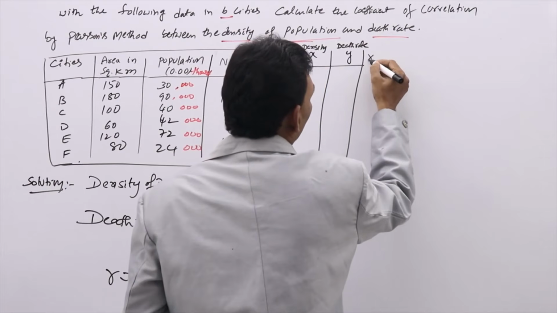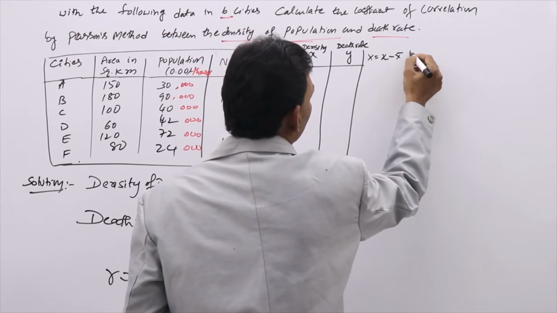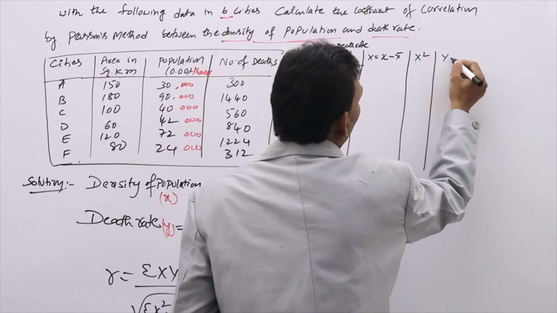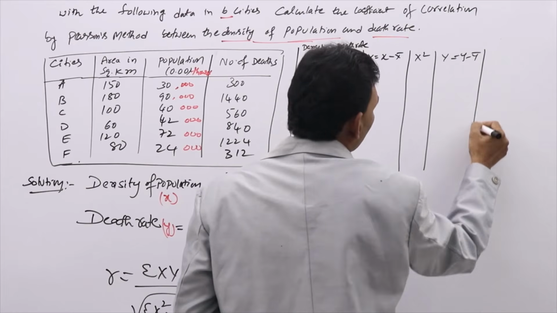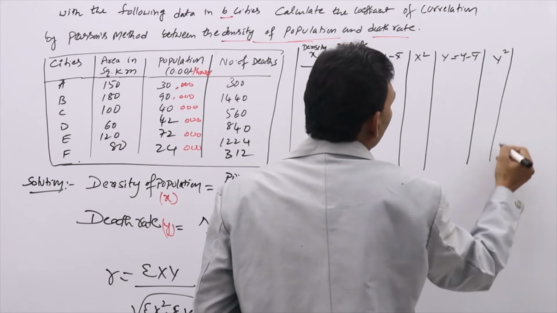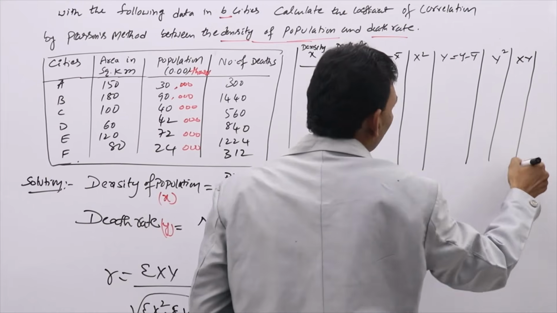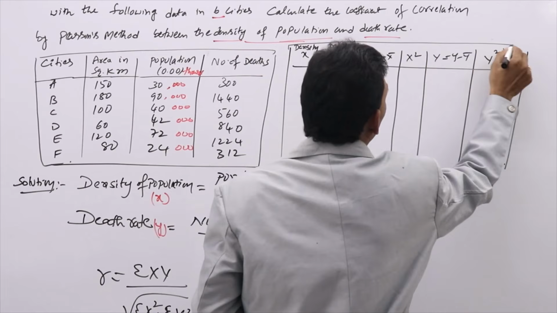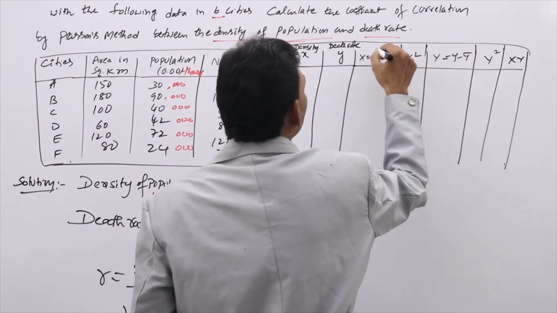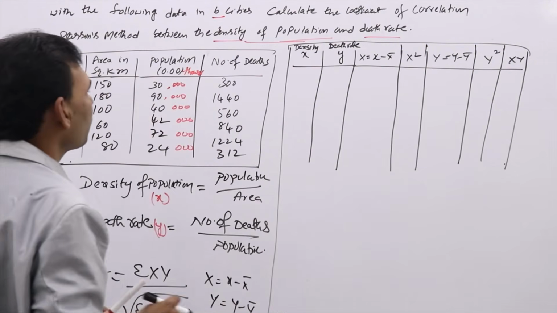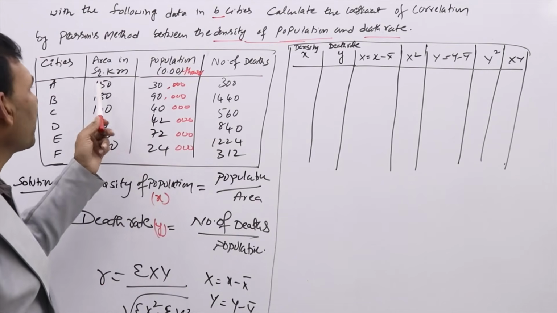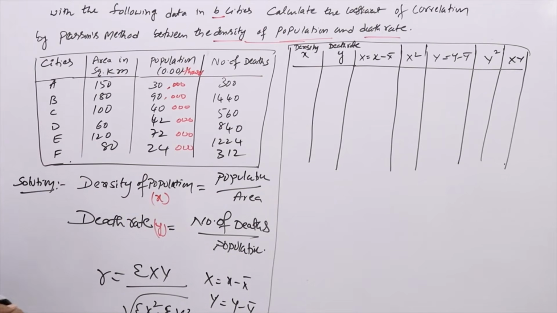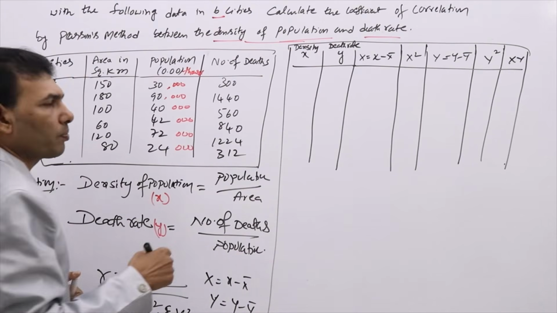Next we need to find capital X, x minus x bar. Next capital X square, capital Y, small y minus y bar, capital Y square, capital X into capital Y. So these values we need to calculate. To calculate these values, first calculate small x using this formula, population by area, 30,000 by 150 to avoid decimals. So that values we need to calculate.